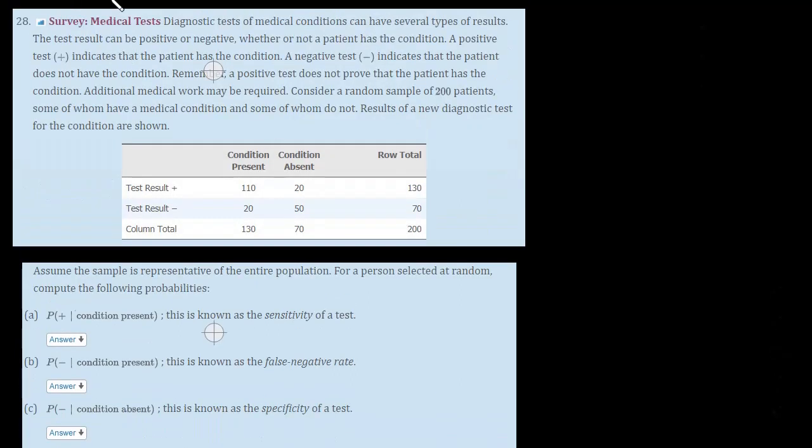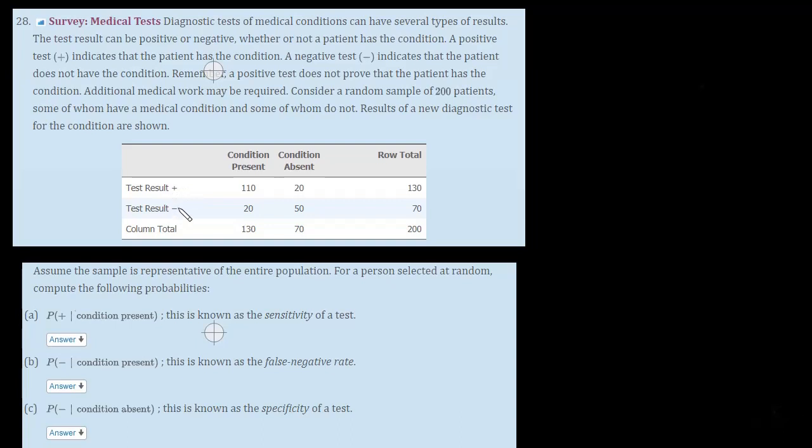So first thing, let's go ahead and read through what's going on in this question. So we have a diagnostic test, and you get a positive or negative result for that test, right? But just because you have a positive result doesn't mean that you actually have the disease or whatever the condition is, right? Ideally, a positive test means that you actually have the disease, but sometimes you have a false positive. So that's a positive test, but you don't have the disease, right? So that would be condition absent with a positive test. Okay, so that's a false positive.